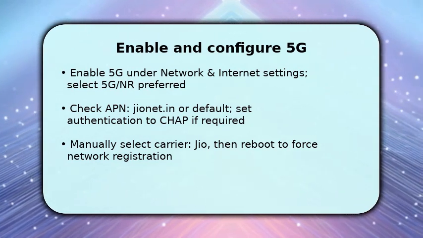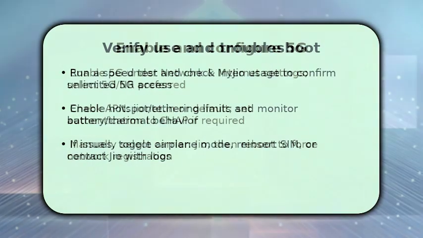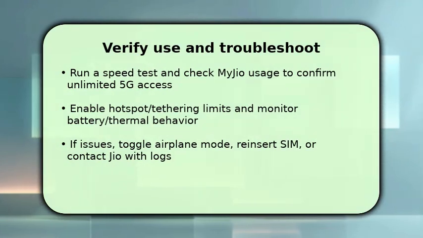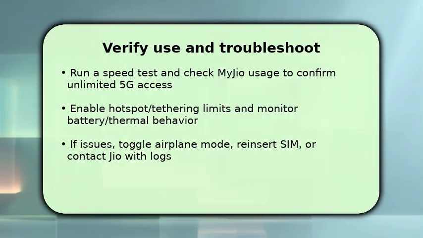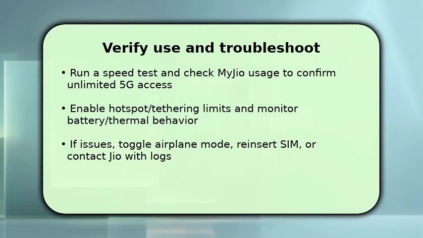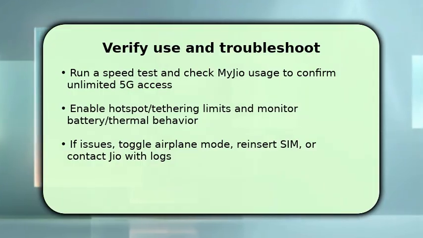Now verify your connection. Run a speed test and watch the My Jio data dashboard to confirm unlimited 5G is active. Once confirmed, configure hotspot and tethering limits if you share data, and watch battery and temperature because 5G can use more power. If things go wrong, try simple fixes first.